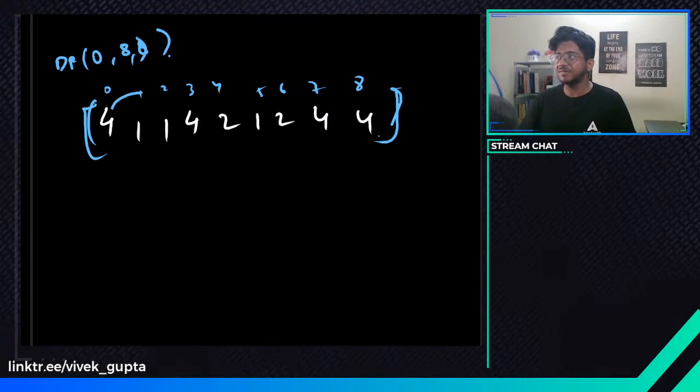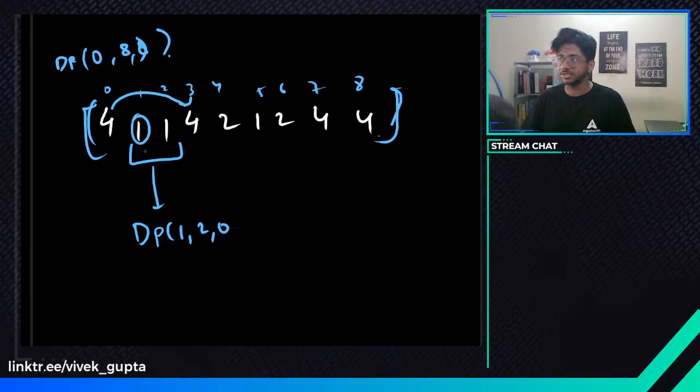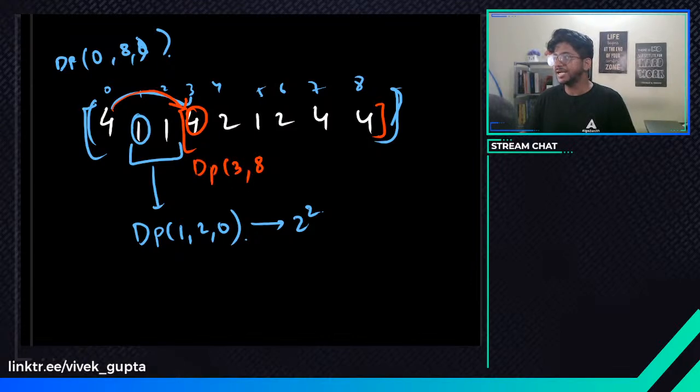But I decide, okay, I will use this 4 and delete it with this particular 4. For that I will have to delete this much. So I will call dp of 1 to 2 with no extra ones, whatever is the first element, that is the extras I'm keeping over here. To delete this I will get a cost of, let's say, 2 square. And I will have to delete this much with the extra 4 latching onto this 4. So I will call dp of 3 to 8 with the extra 4 latching into the first element.